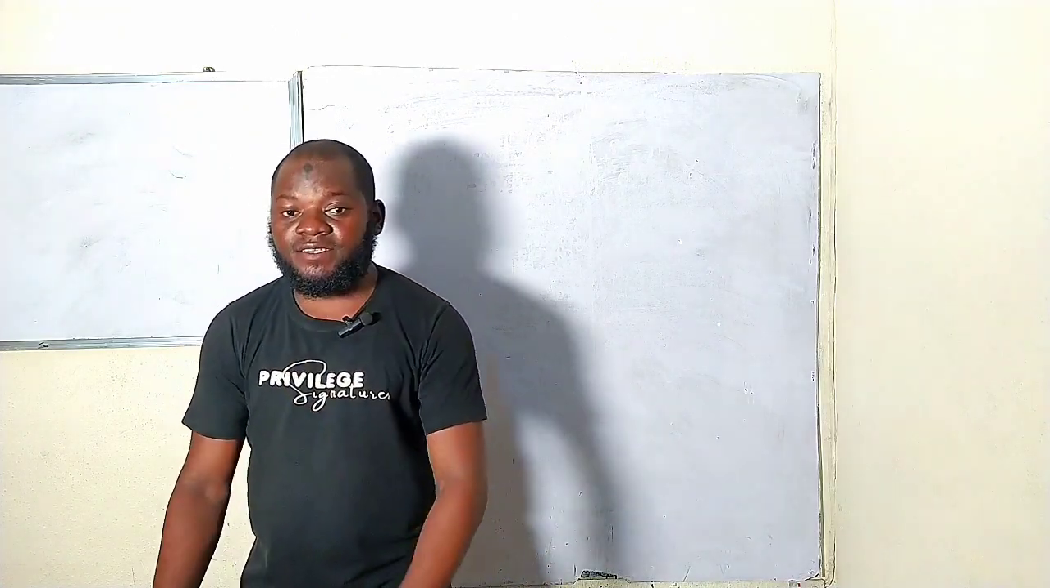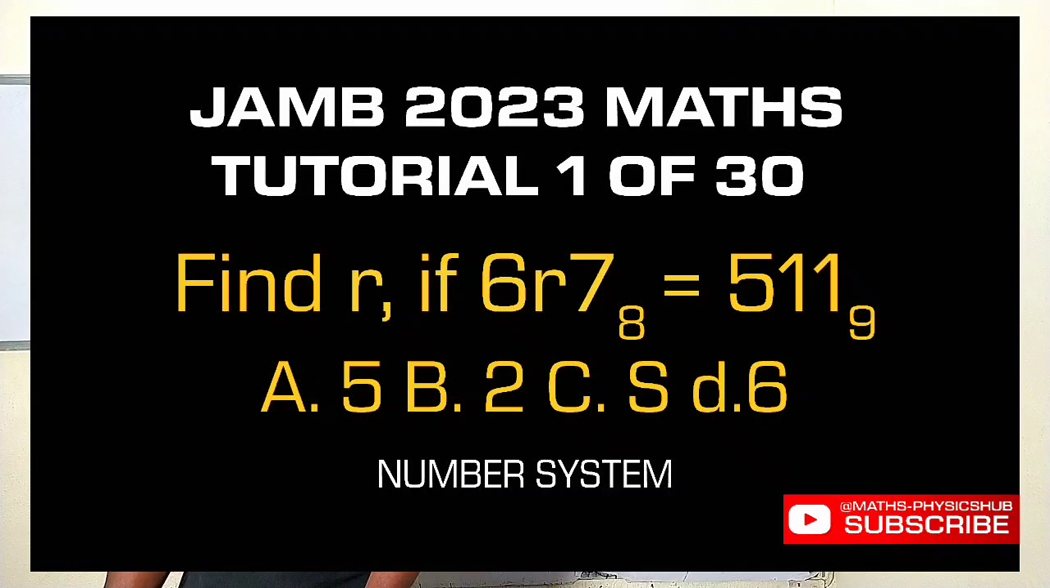Now the question here, as you can see on the screen right now, states that find R if 6R7 in base 8 equals 511 in base 9. Option A 5, option B 2, option C S. I don't know if that is a typing error. Then option D 6. So without wasting our time, let's get started.